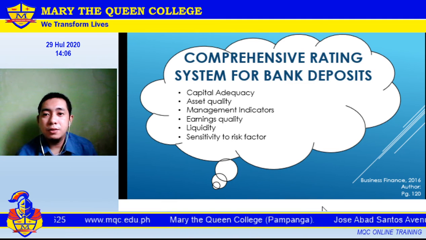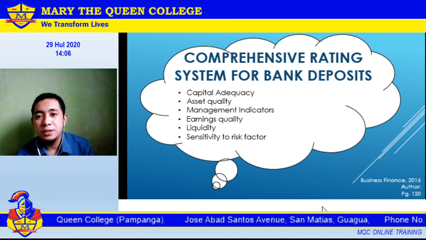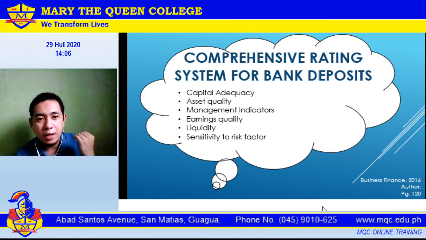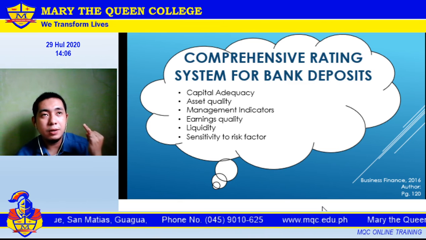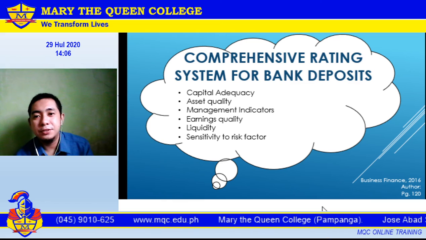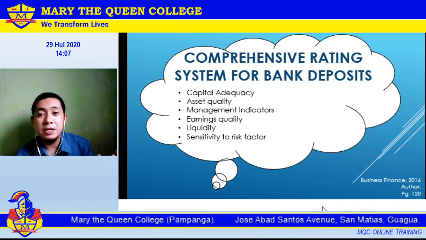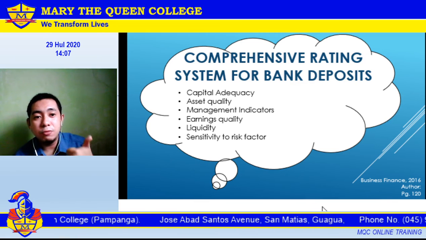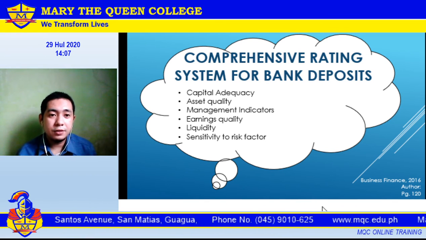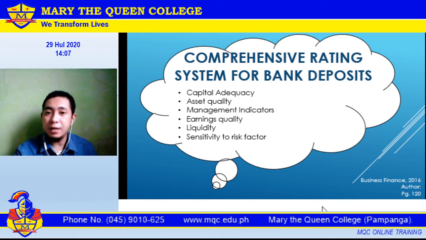Okay? So, the comprehensive rating system for a bank asks: is their capital adequate? The asset quality, gaano ka-stable yung mga assets nila. Then, management indicators, management decisions nila. Earning quality, paano ba sila kumikita. And then, ability to pay current liabilities and sensitivity to risk factors. Stable ba sila? Sustainable ba sila kung may mangyari man na hindi inaasahan?